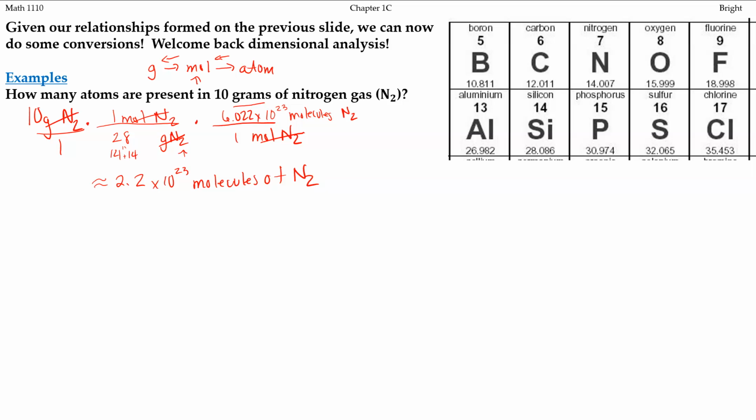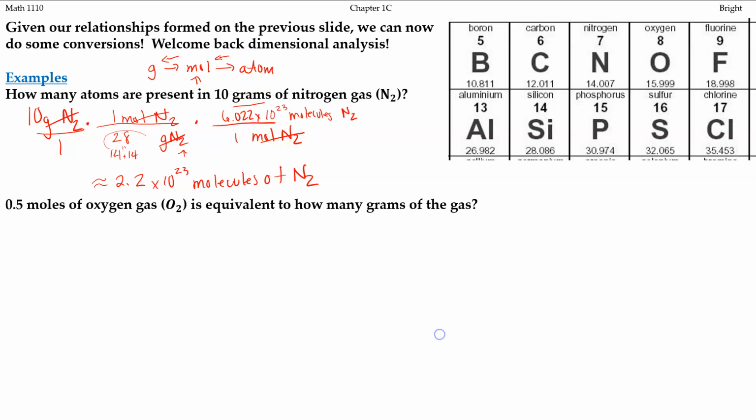Next, just a recap, if you want to go from grams to atoms, you have to go grams to moles first via the atomic mass, and then from moles to atoms via Avogadro's number. Okay, and conversely, if we are working backwards a little bit, where we have a half of a mole of oxygen gas, so 0.5 moles of O2, and we want to know how many grams.